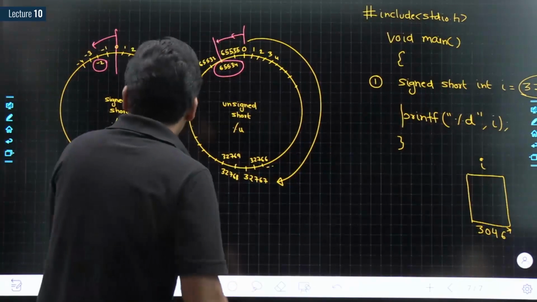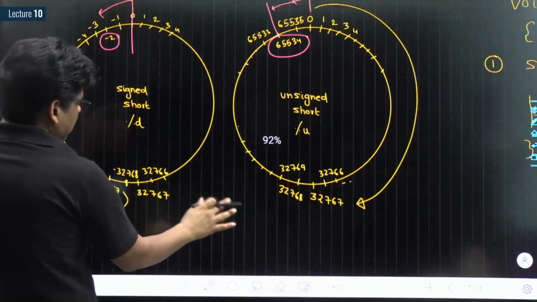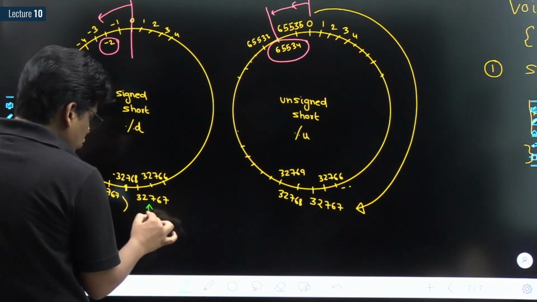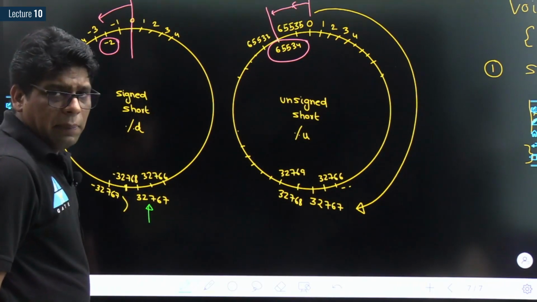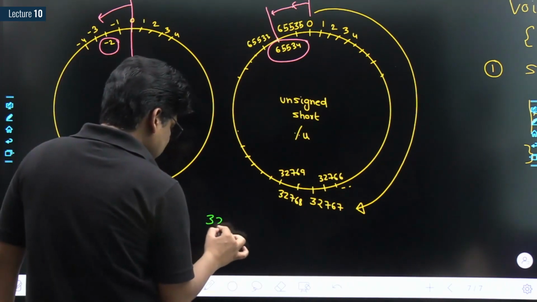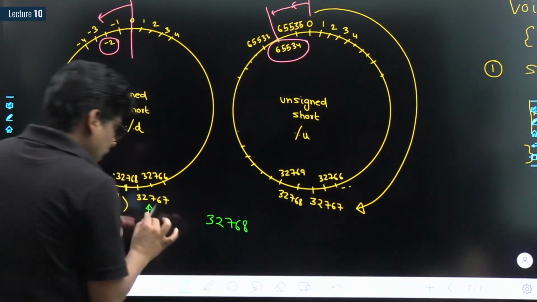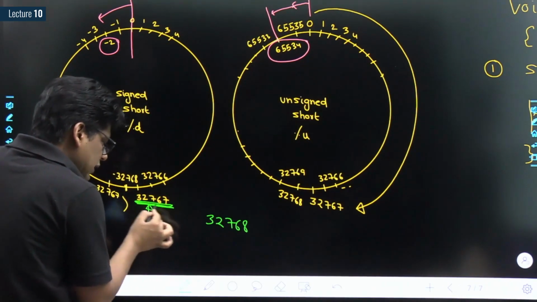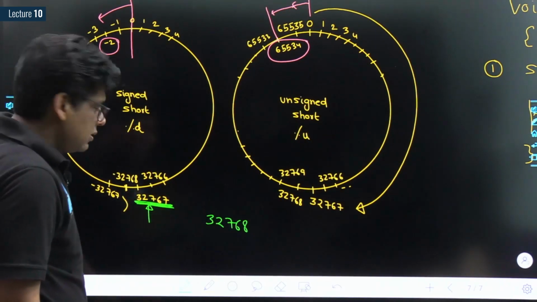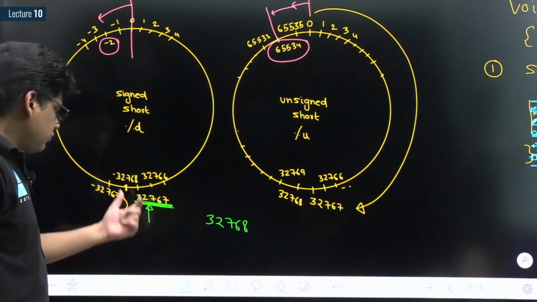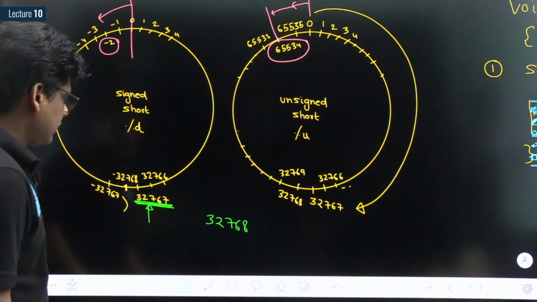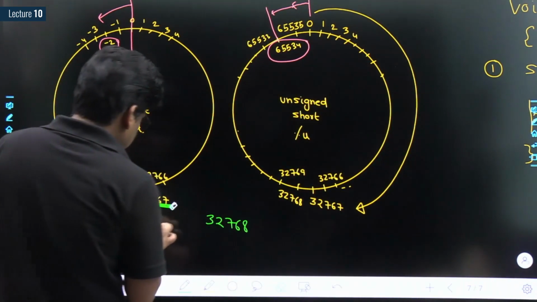Sir, for a signed short integer, the maximum positive value we can store is 32767. But what is 32768? Sir, 32768 is one more than this value. Try to understand. Okay, sir, then what will happen?